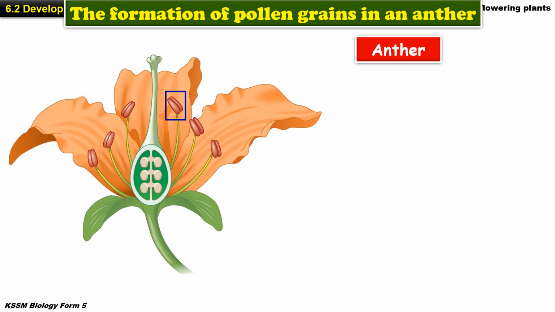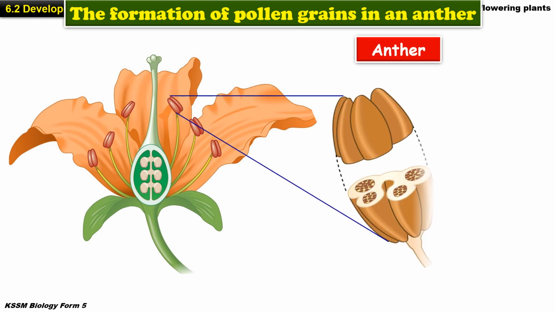Okay, katakanlah, let's say we go into detail on the structure of anther. So, we take this anther, we zoom in, and then we cut it. We do the cross-section. So, you are going to see in the anther, there are 4 pollen sacs. Ada 4 bulatan ni, these are the 4 pollen sacs.